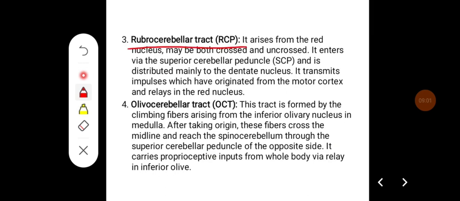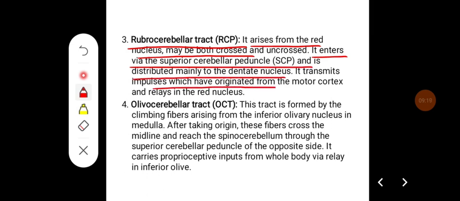Rubrospinal tract, rubrocerebellar tracts, they arise from the red nucleus, maybe both crossed and uncrossed. They enter via superior cerebellar peduncle and it is distributed mainly to the dentate nucleus. It transmits impulses which have originated from motor cortex and relays in the red nucleus.